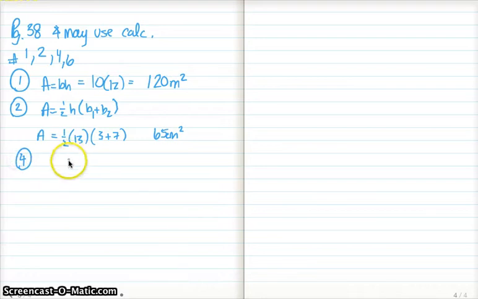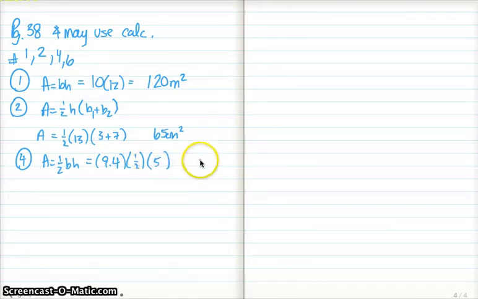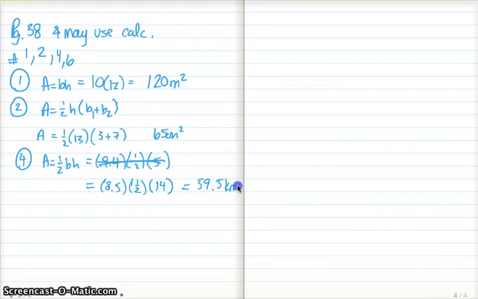Number 4, we have a triangle. So remember with the triangle, it's half base times height. And this triangle has a base of 9.4 feet. I'm going to take half of that and multiply it by the height of 5 feet. And when you do that, oops, I was looking at the wrong one, sorry. Base of 8.5 kilometers and a height of 14 kilometers. I was doing number 3, sorry. And that would give you an area of 59.5 kilometers squared.